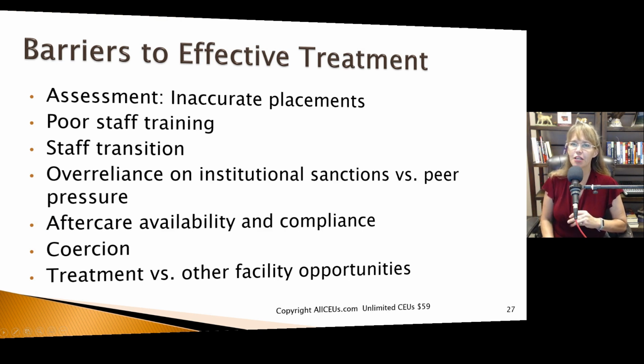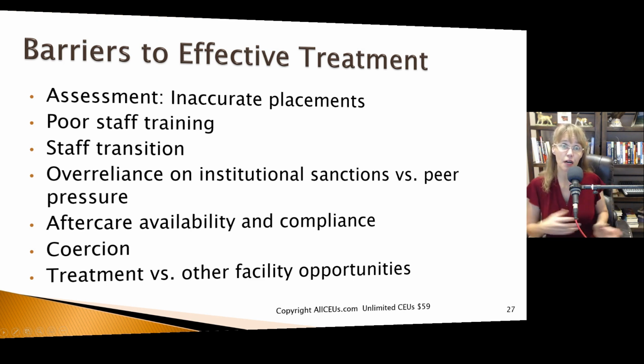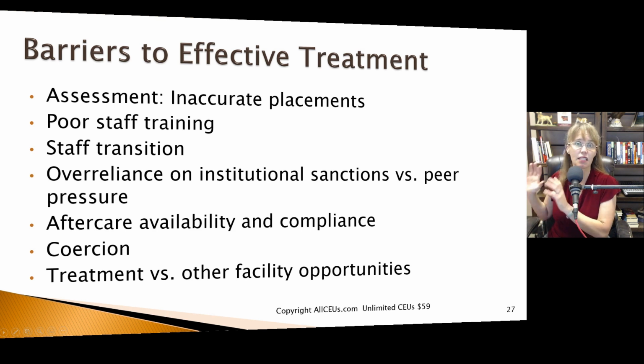Barriers to effective treatment, including inaccurate placements, poor staff training, as I said, lots of staff turnover, and over-reliance on institutional sanctions versus peer pressure, instead of also asking yourself and the client, what is it that's causing this behavior? Where is this coming from? What function does this behavior serve? Aftercare availability and compliance is also a big issue, because a lot of times when people are discharged, all of a sudden they start facing life and it starts to get real overwhelming real fast, and treatment is the last thing on their mind.